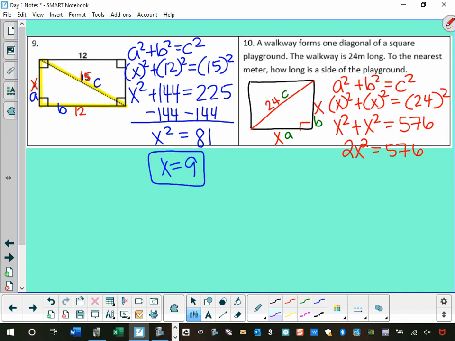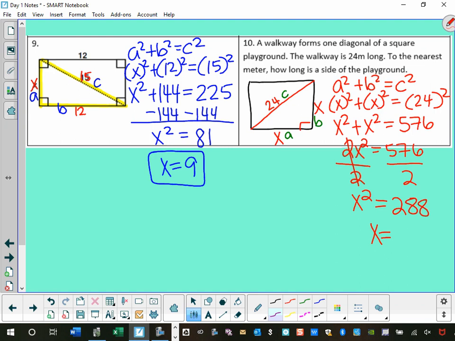Divide by 2. So x squared is equal to what? 288. All right, my last step is to take the square root of 288. What do you get for x? 16 point 97. Because if we round to 17, right, because 289 is a perfect square of 17, so it's close to 17, right? Yeah. So let's just do 17.